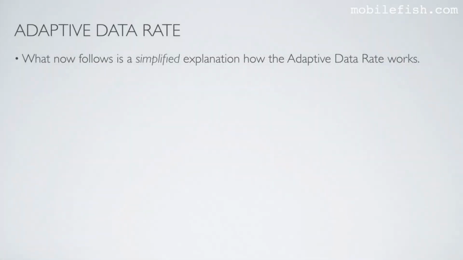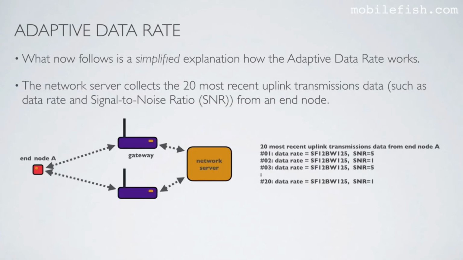What now follows is a simplified explanation how the adaptive data rate works. The network server collects the 20 most recent uplink transmission data from an end node, such as data rate and signal-to-noise ratio. Here is an example. This network server collects the 20 most recent uplink transmission data from this end node. For example, transmission data 1 contains this data rate and this signal-to-noise ratio. Transmission data 2 contains this data rate and this signal-to-noise ratio, etc.